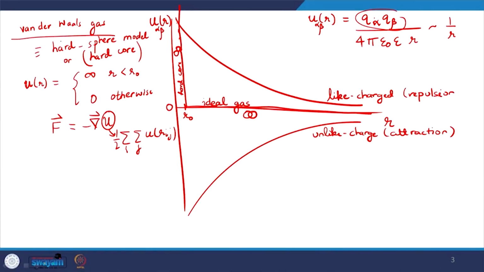Therefore, what it means is that I cannot simulate using MD, because in MD we need to find forces, and since the function is discontinuous, we cannot find the gradient, and therefore the forces cannot be evaluated, and therefore we cannot do MD.